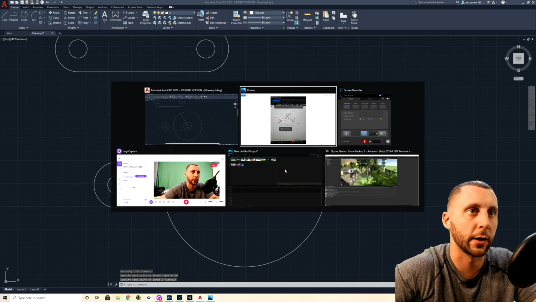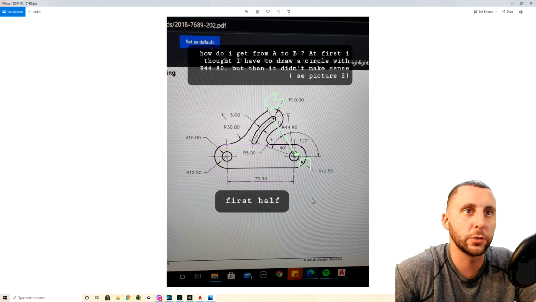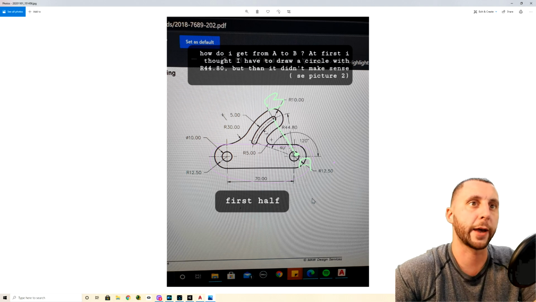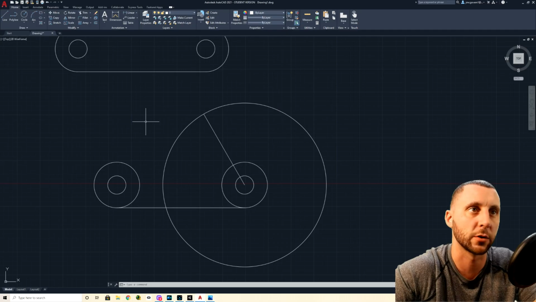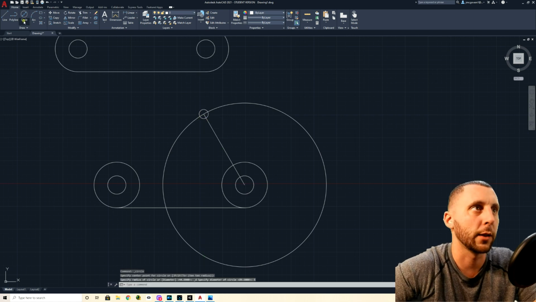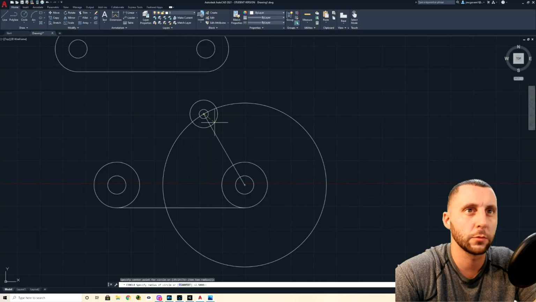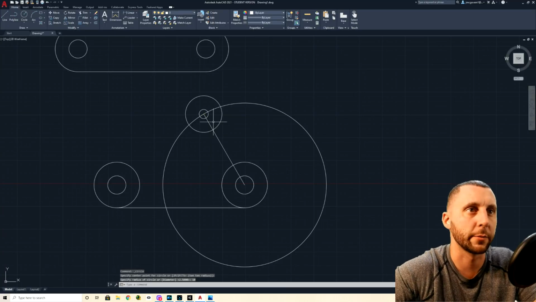Now, next thing, we are going to do this part in here. At this point, we've got two circles. This 5 is pointing from one side to the other, so the diameter is 5. So you can do a diameter 5 circle and a radius 10 circle. So we've got diameter 5, and then a radius 10. Alright, so we get something like that.